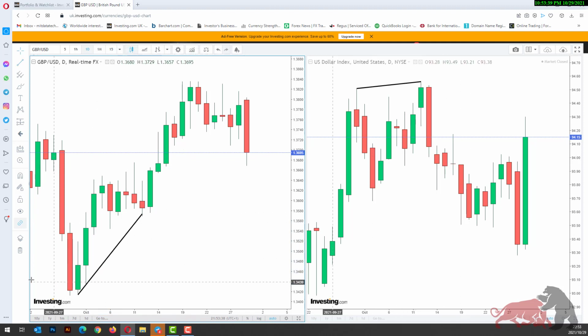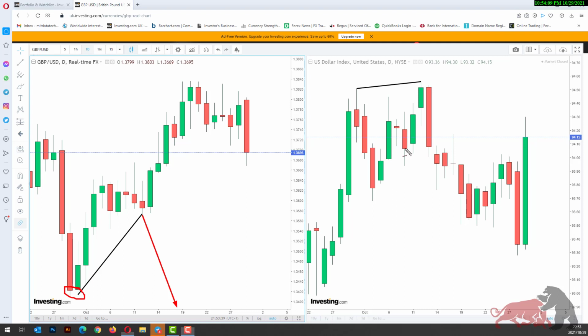What were we anticipating pound USD to do? We needed to see pound USD trade lower to create a new low, but that did not happen. There was supposed to be a new low from this low here in order to complement what dollar index was doing. Pound USD did not run sell stops. Sell stops were not liquidated on pound USD. That's a sign of strength.